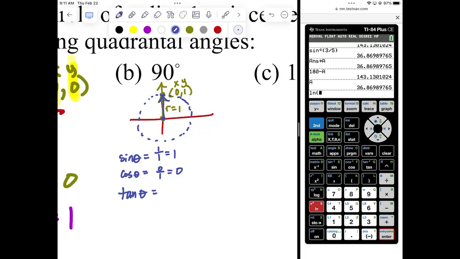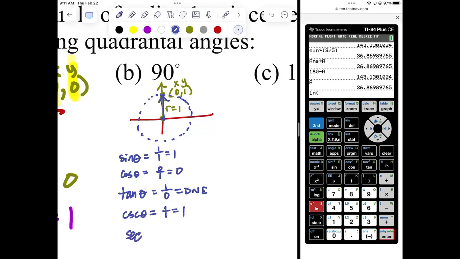Tangent of theta, that's y over x. What's y over x? That's 1 over 0, which is what? DNE. It doesn't exist. Cosecant is r over y. What's r over y? 1 over 1, which is 1.